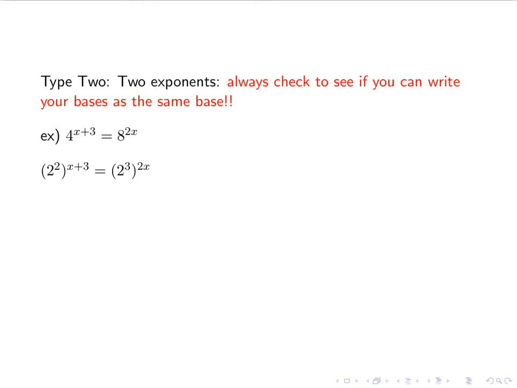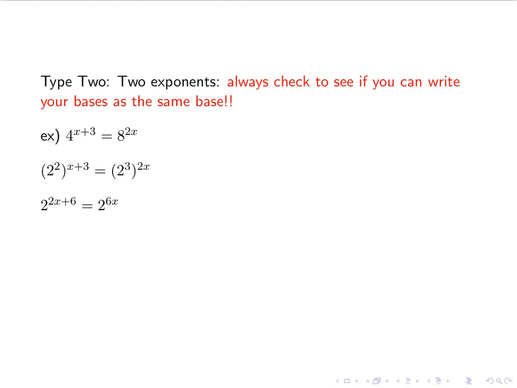Now I'm going to use the rules of exponents that say if I have something to a power, then I multiply those powers. So 2 to the 2 to the x plus 3 becomes 2 to the 2x plus 6, and 2 cubed to the 2x becomes 2 to the 6x.